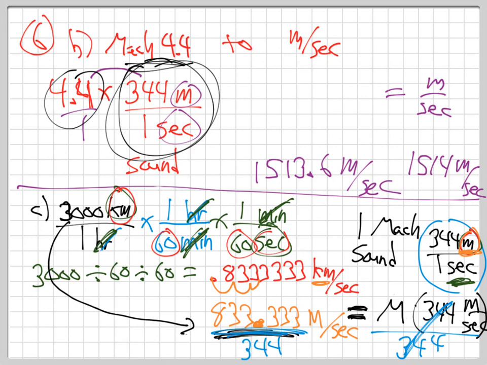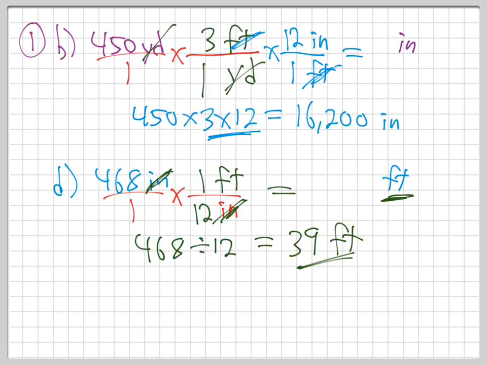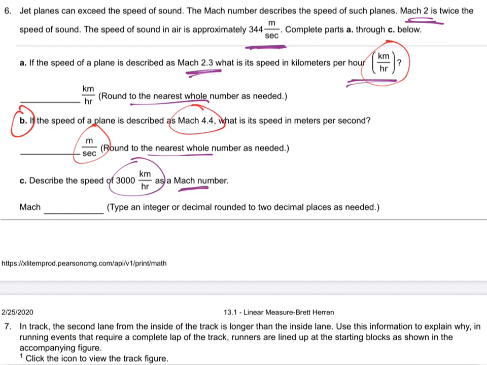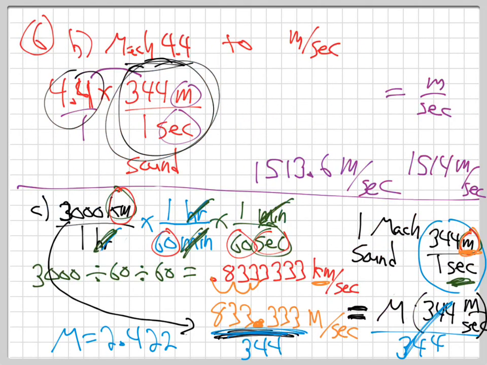So just divide by 344. I'm getting a Mach number of 2.422. Do they want how far they want it rounded there? They say 2 decimal places on that one. So 2.4, we'll round it to 2.42. It's 2.42 Mach times the speed of sound. There we go on that one.